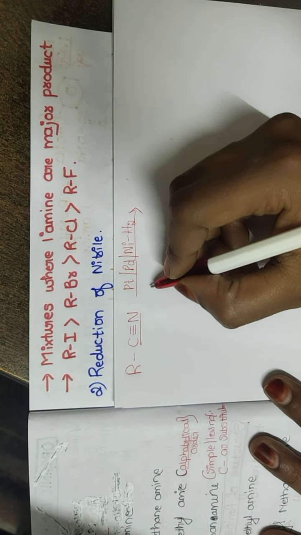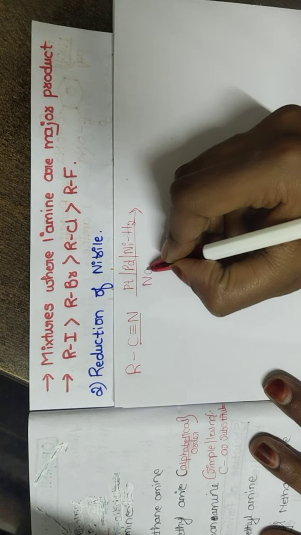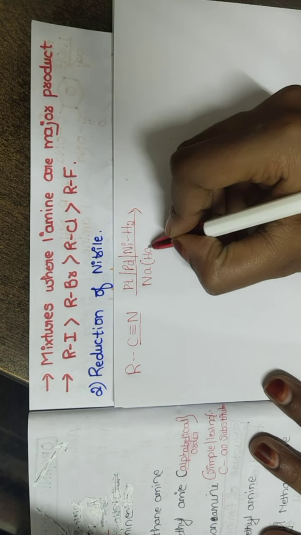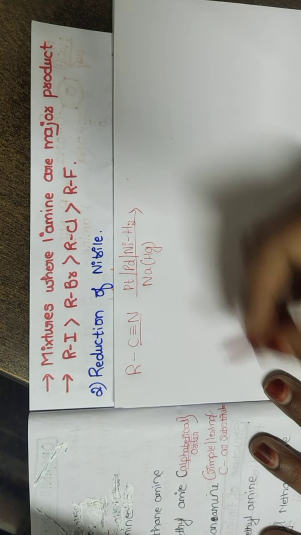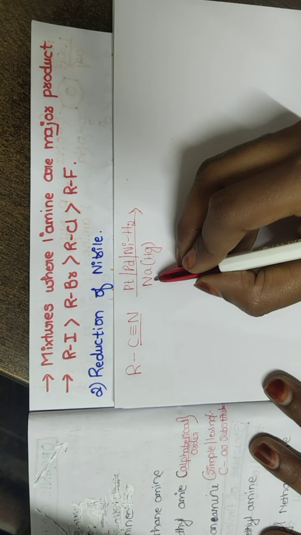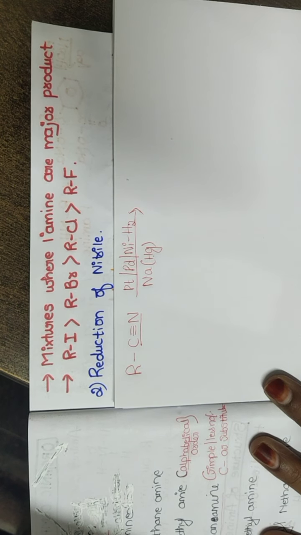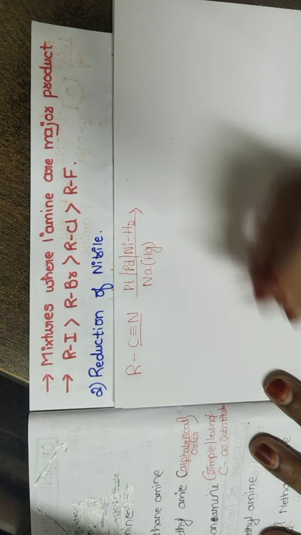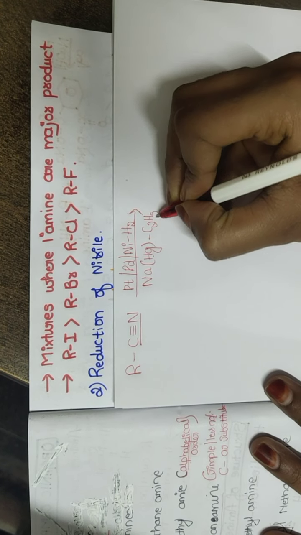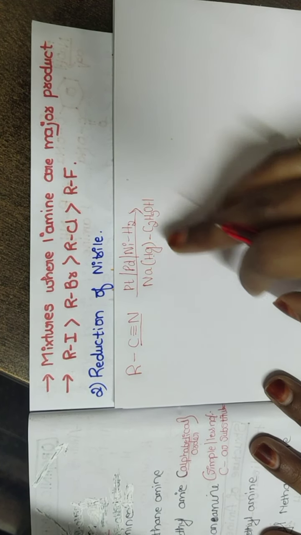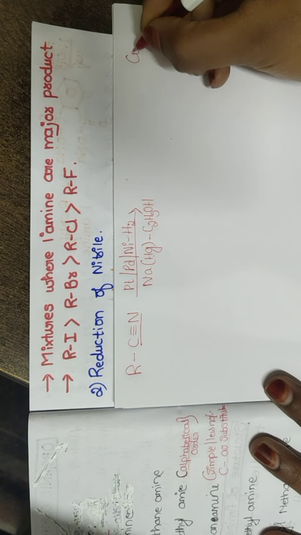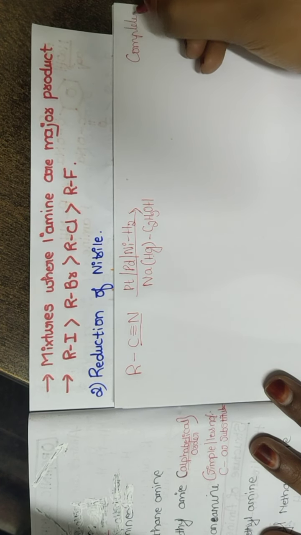Or I can also take another combination, that is sodium amalgam. Whenever we take mercury with any metal, it is called an amalgam. It is an alloy of mercury. So here, sodium amalgam in ethyl alcohol. These are the two reagents which will lead to a complete hydrogenation.